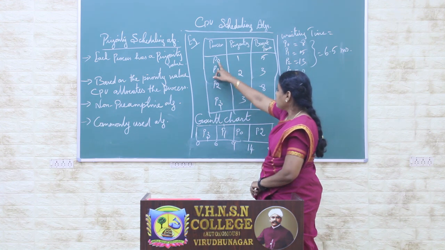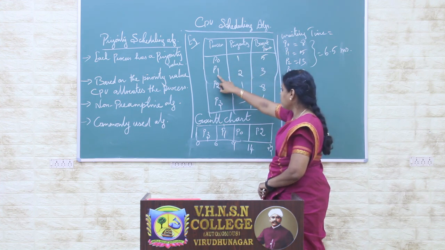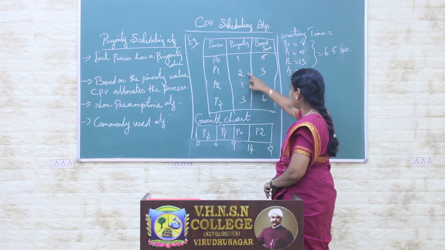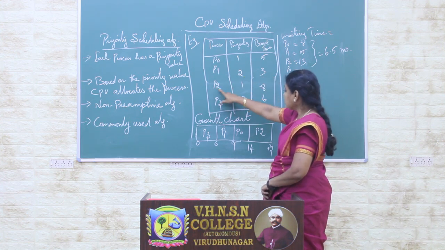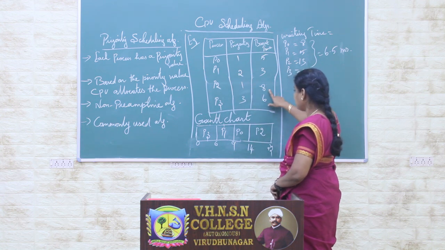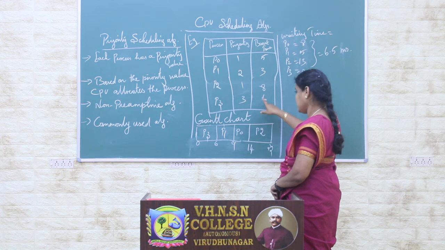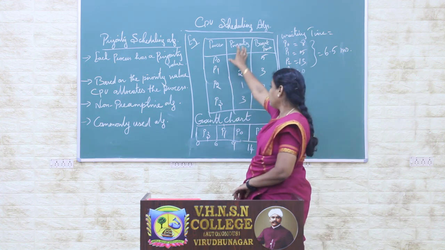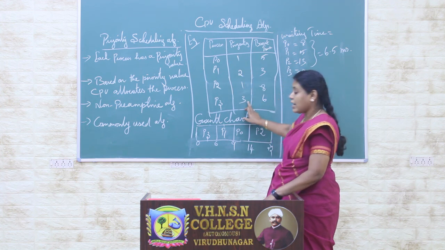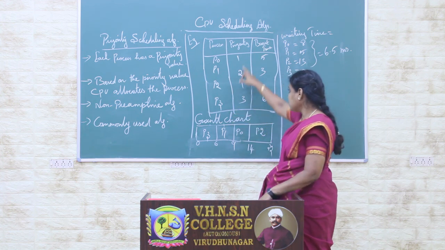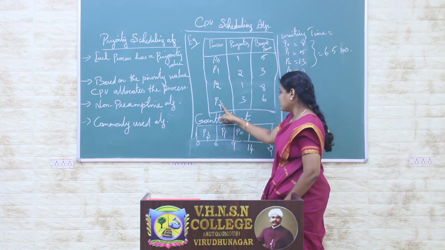The process P0 has priority value 1 and its burst time is 5. The process P1 has priority value 2 and its burst time is 3. The process P2 has priority value 1 and its burst time is 8. And P3 has priority value 3 and its burst time is 6. Based on this priority value, the CPU first selects the highest priority value. In this example, 3 is the highest priority value, so that process is P3.